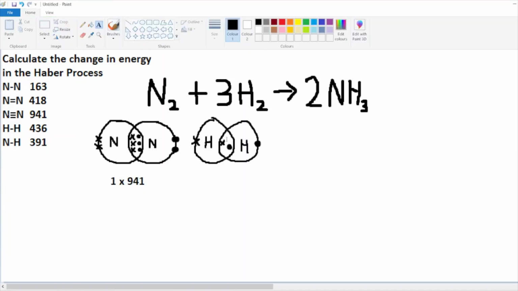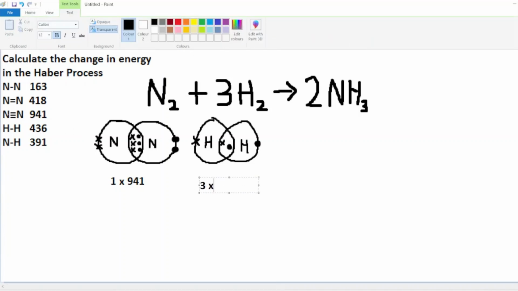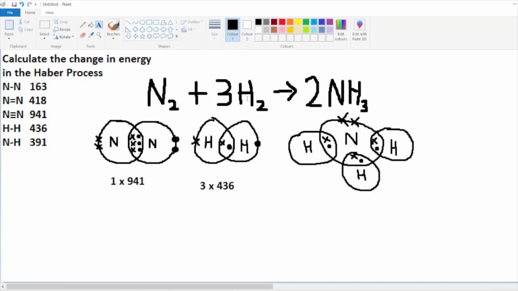Here we have the covalent bonding for hydrogen. We have 3 of them. It's a single bond because there's 1 shared pair of electrons. So we're going to have 3 times the bond energy in kilojoules per mole, which is 436. Admittedly, with hydrogen we could have just seen it was H2 and taken 3 of these because we have 3 moles, but with compounds it's essential you draw them out.